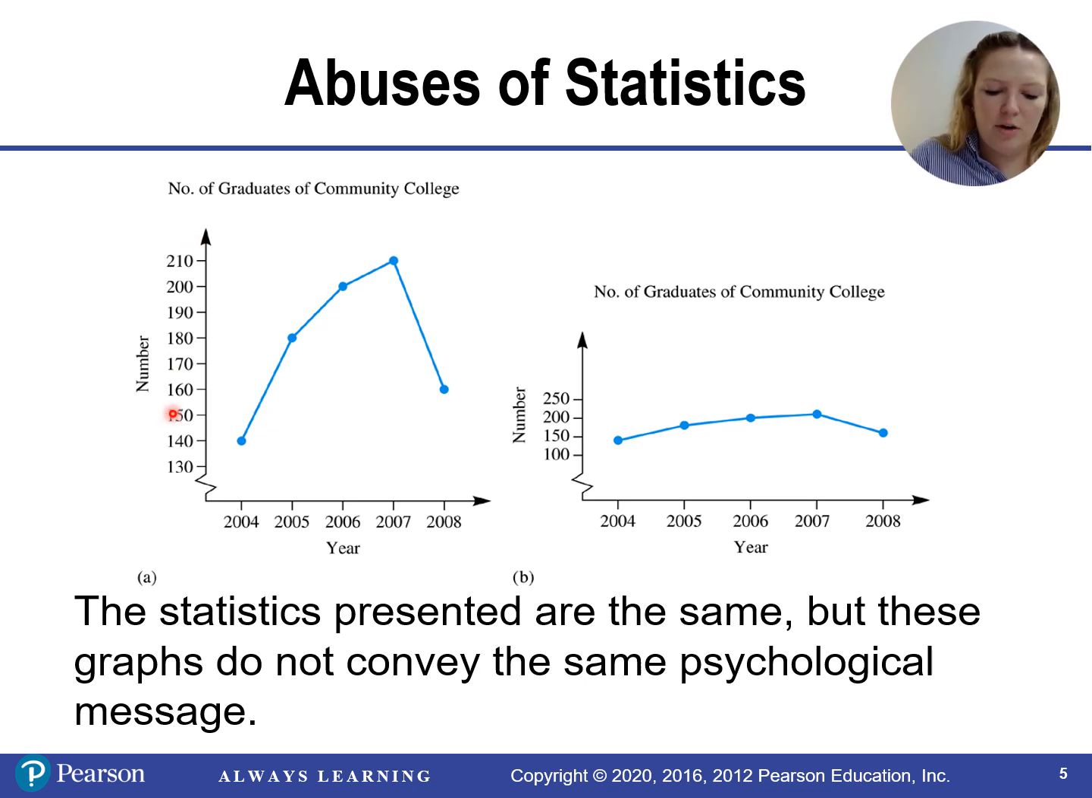We could plot the number of graduates at a certain community college by year. These data range from 140 graduates to 210 graduates, but these two charts actually give the exact same information, but they don't convey the same psychological message, right? Here it looks like the number of community college graduates has been roughly the same over the past 5 years. However, here, this shows us that there's been a steep increase and then a steep decline because we chose a different scale on our y-axis.